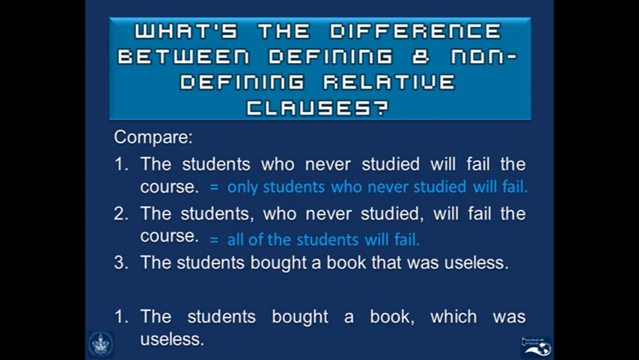The same happens in the other two examples. When we say the students bought a book that was useless, we are saying that the book was useless. That was useless is defining the subject book. However, when we say the students bought a book, which was useless, we are saying that it was useless or unnecessary to buy the book. So we can see here with these two examples how a defining and non-defining relative clause can change the meaning of the subject.